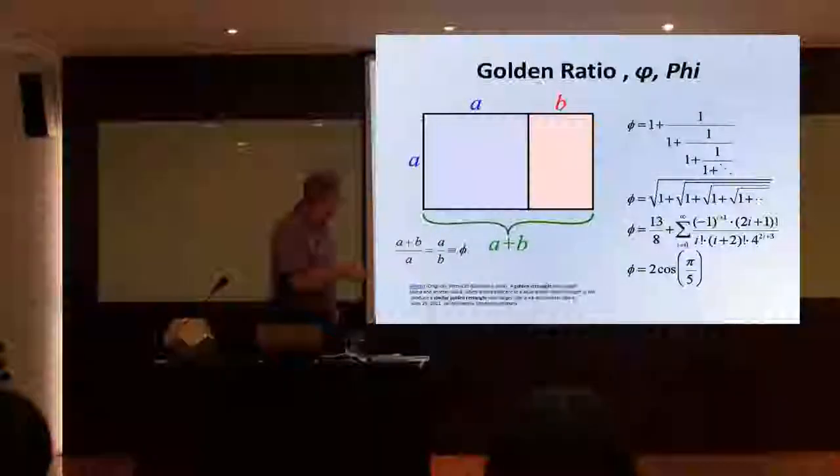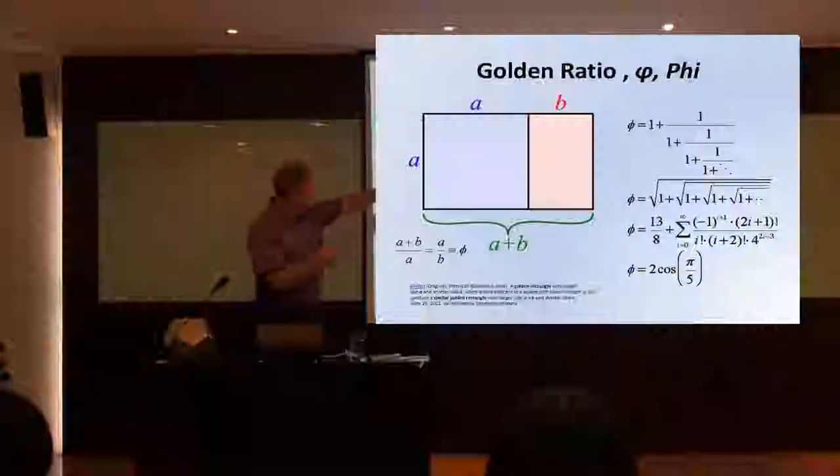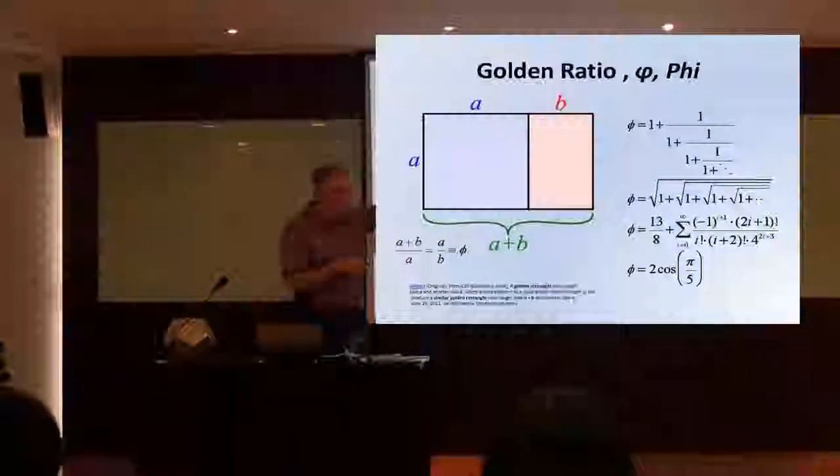And here's other ways you can get the golden ratio. So you don't need to worry about it, there's no test at the end, okay? But if you take the continued fraction of 1 plus 1 over 1 plus 1 over 1 plus 1 over 1, and so on and so forth, you get the golden ratio.